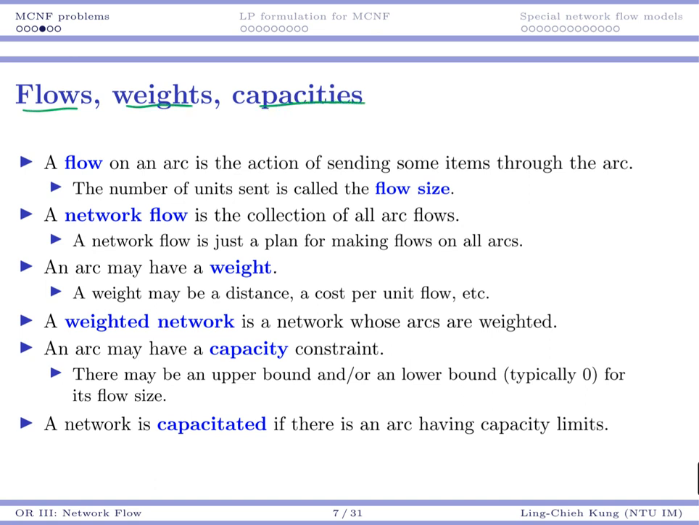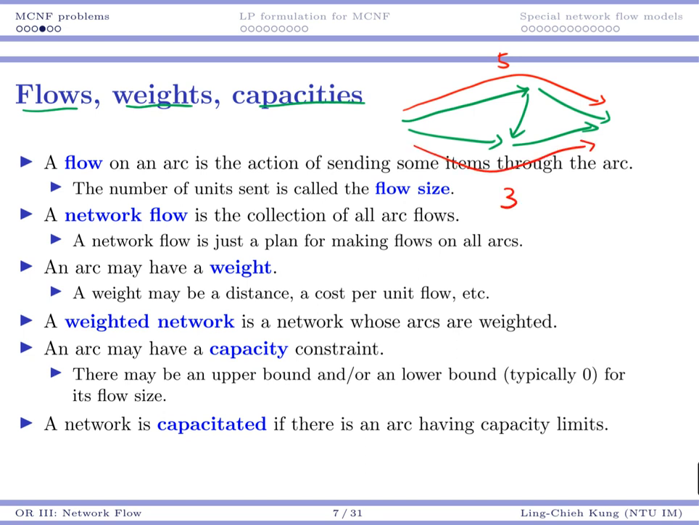So let's define more terminologies: flows, weights, and capacities. A flow on an arc is the action of sending some items through that arc. The number of units you send through that arc is called the flow size. If I ship 5 products through this arc, then the flow size is 5. A network flow is a collection of all arc flows. Whenever you have a network, you may say, I'm going to transship 5 units through this route, 3 units through that route, and maybe also 2 units through this route. Then in total from S to T you send 10 units, and collecting all of this gives you a network flow.